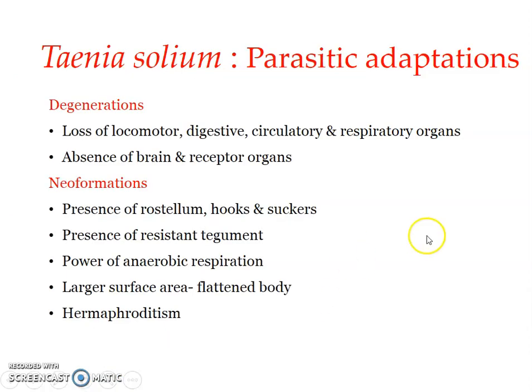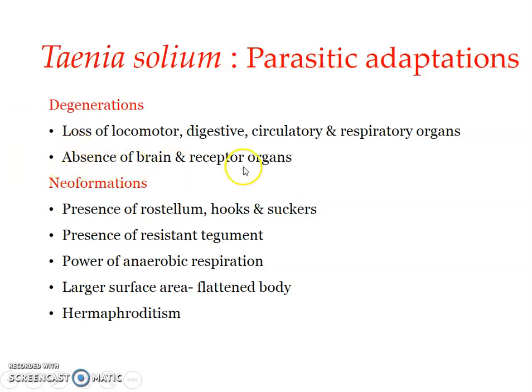Now, what are the parasitic adaptations shown by Taenia solium? As we have already seen in the case of Fasciola, parasitic adaptations can be considered under two headings, that is, degenerations and neoformations. Here also, under degenerations, there is loss of locomotor, digestive, circulatory and respiratory organs, because they don't require any such structures. The complete life is spent inside the host body.